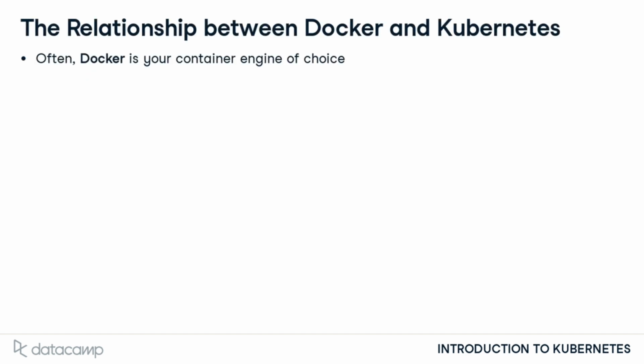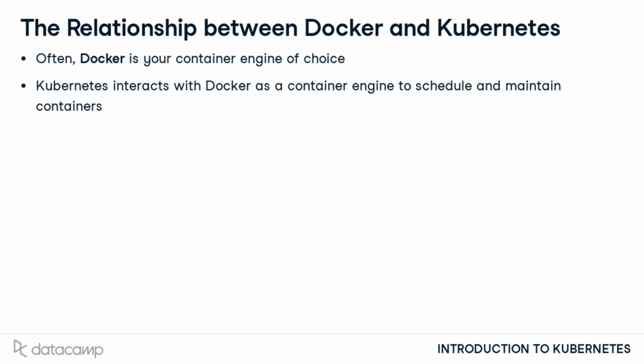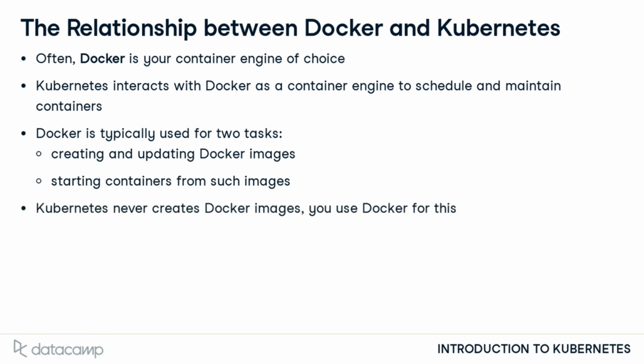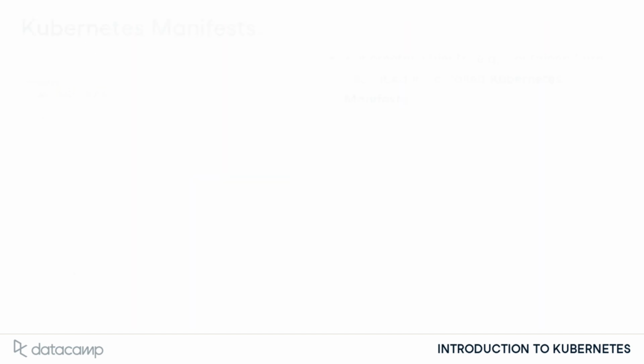Docker is indeed the container engine of choice in many cases. Kubernetes interacts with Docker as the container engine and will instruct it to start or stop your containers. We typically use Docker to create and update Docker images and to create containers from these images. Kubernetes will never create Docker images for you. That is the job of Docker. Kubernetes is an application on top of Docker that orchestrates all your containers.